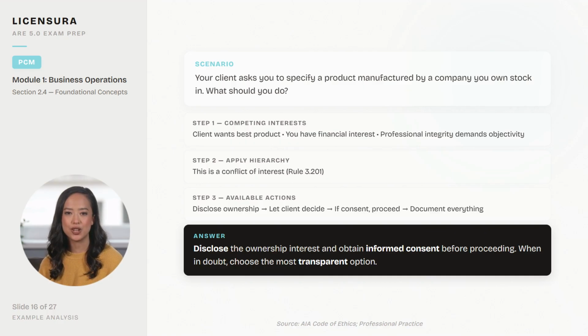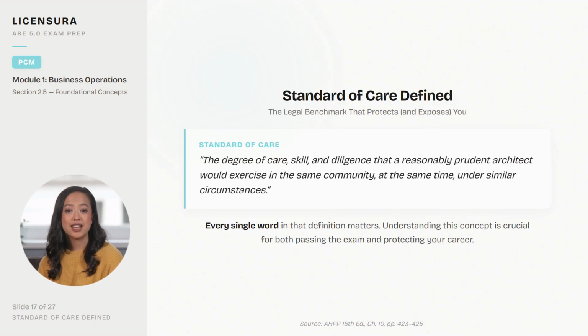Next, we're moving into a concept that's critical for both the exam and your career: the standard of care and what it actually means when someone claims you were negligent. When a client sues an architect, the claim is almost always negligence. And to prove negligence, they've got to show you breached something called the standard of care. This concept is fundamental both for passing the exam and for protecting your career. So let's make sure you really understand what it means.